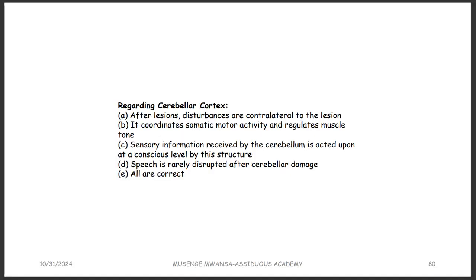Yeah, so they can't even be correct because speech is rarely disrupted after cerebellar damage.